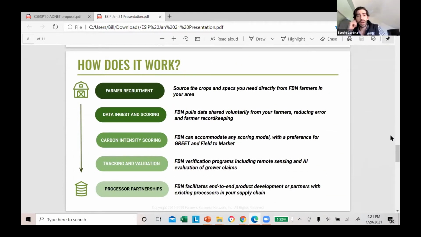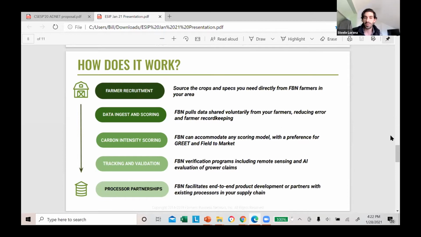So this is a little bit about how we work. To run a specific program, we will recruit growers to participate in that program, both to sell grain into that supply chain if they aren't already, and then also to provide the information required to show that they're hitting certain environmental goals, whether that be based on where they are today or whether they're making improvements over time. We then plug in that data and provide environmental scoring.